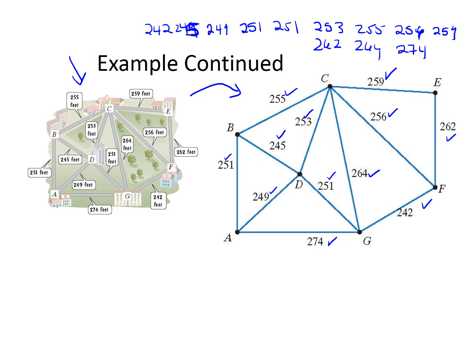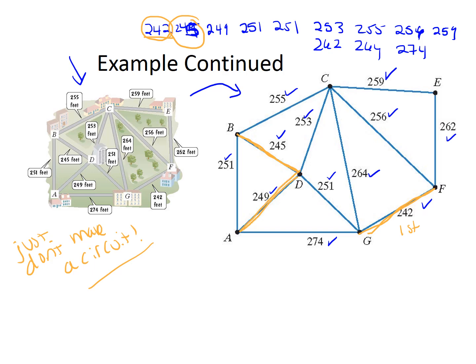So we want to grab the cheapest link, which is 242. So we're going to take that one first. If you want to circle it, you can. All right. 245, yep, that's fine. Remember, the only thing you have to worry about for a tree is that you don't create a circuit. That's the only thing you have to worry about. Again, we're wanting the minimal spanning tree. 249, yep, that's fine too. I haven't made a circuit.